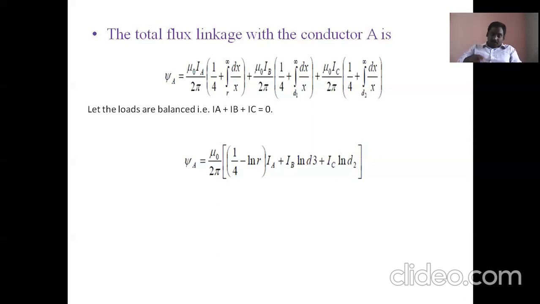Simple case: 1/4 minus natural logarithm of r into Ia, plus 1/4 minus natural logarithm of d1 into Ib, plus 1/4 minus natural logarithm of d2 into Ic. We are stopping at this. This is the flux linkages of conductor A, the final equation. So that is the sixth equation. Up to this we will stop.